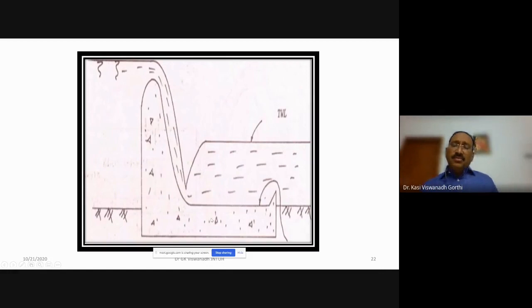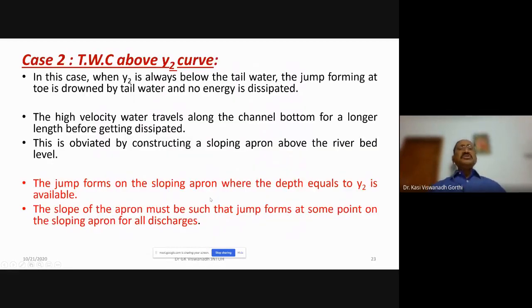At the end of this monolithic structure, like a solid apron, sometimes an end seal also will be provided. By providing this end seal, a little more energy may be dissipated so as to protect the downstream river bed safer from the scour.